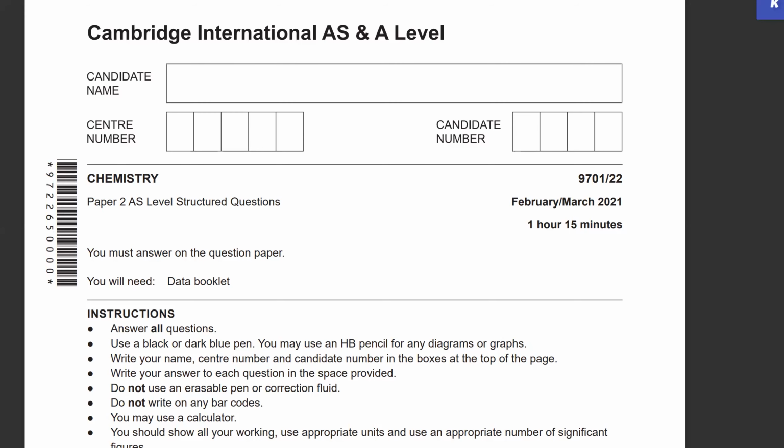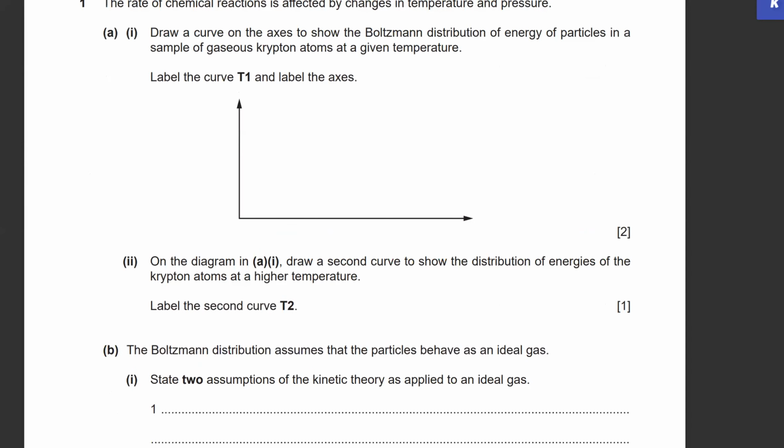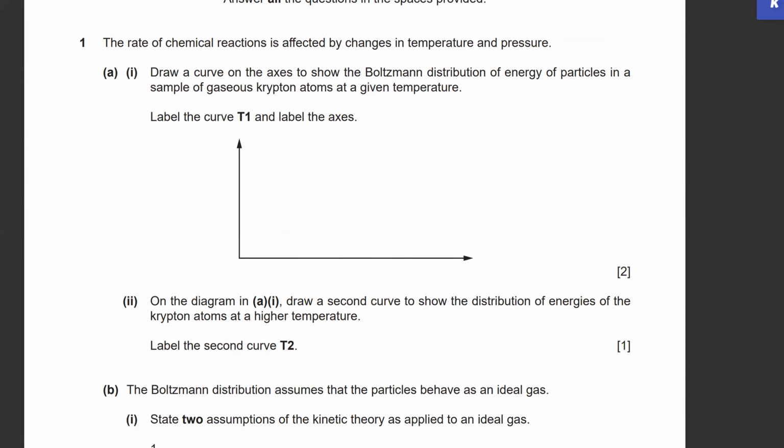So this is March 21, paper 22. Starting with the first question, which is about Boltzmann distribution. That's about Boltzmann distribution. It's a distribution of molecular energies that you have in a particular solution or in a particular gas.